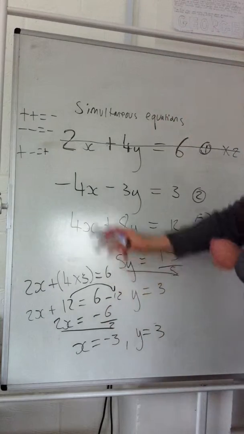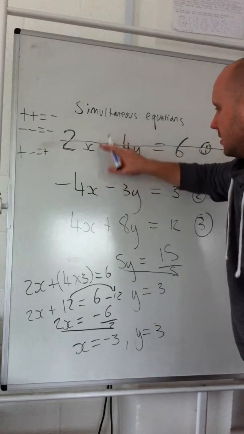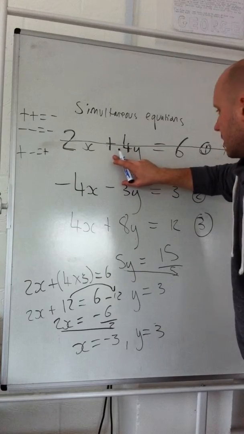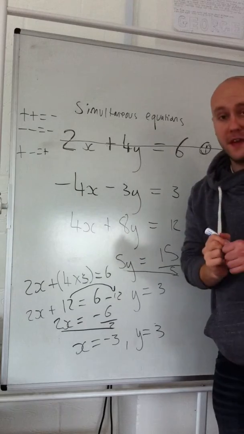So let's have a look. 2 times minus 3, which is minus 6, plus 4 times 3, which is 12, equals 6. That's correct. Both values are correct.